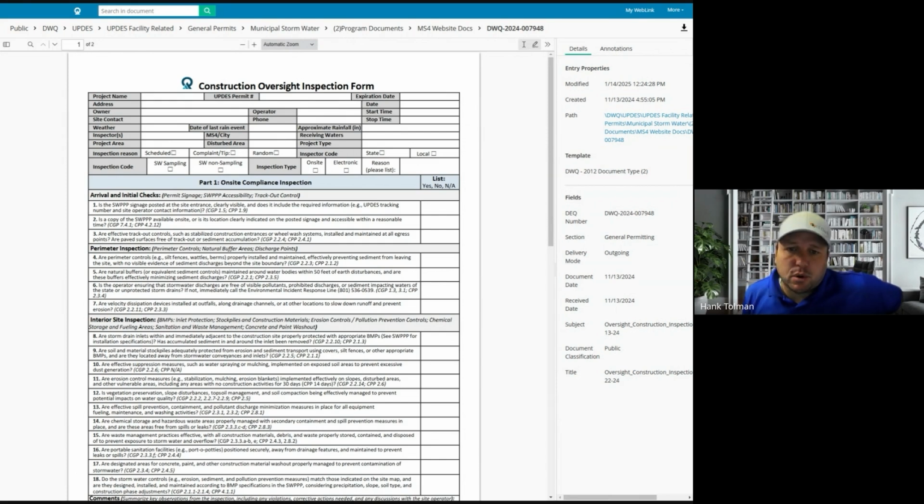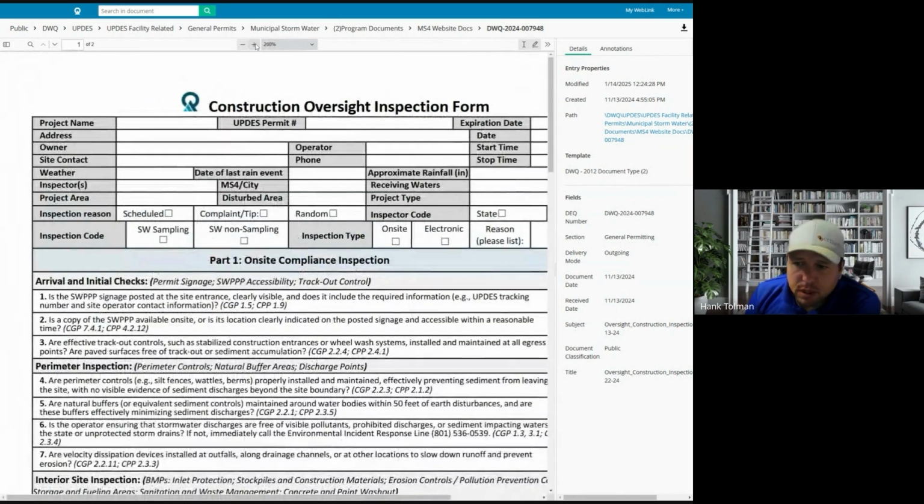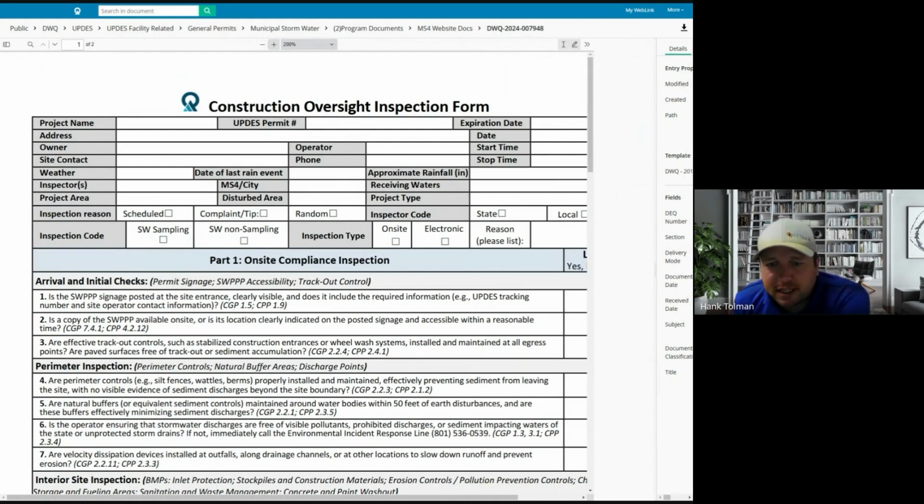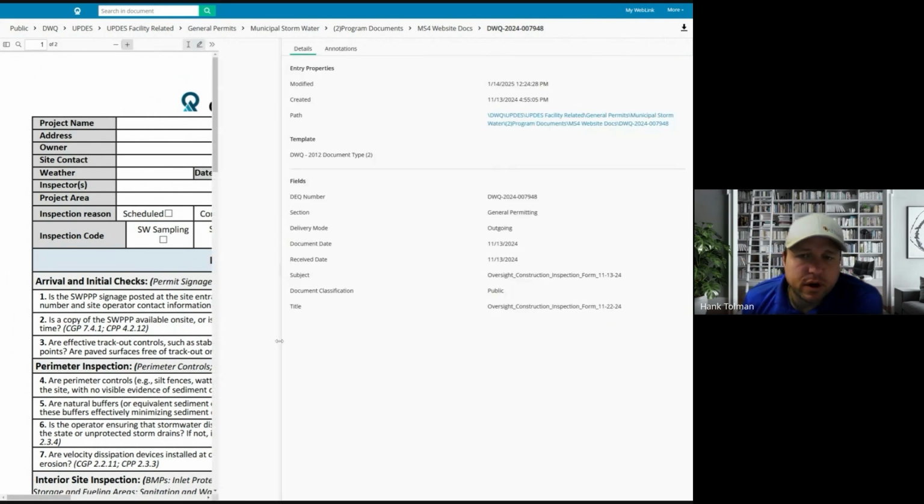And what are they going to do? They're going to pull up this form and go line by line and check it. So I want you to pay attention to what the number one thing is, the first thing that they look at when they get on the site. First thing is, is the SWPPP signage posted? Let's see if I can make it a little bigger there. Is the SWPPP signage posted at the site entrance clearly visible and does it include the required information? So not just is it posted, but is it clearly visible and does it have the required information?